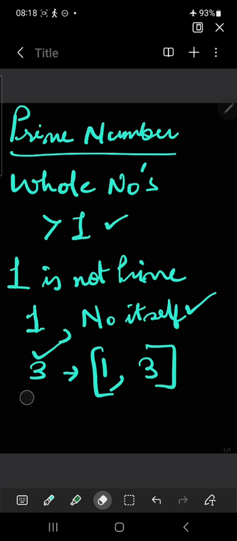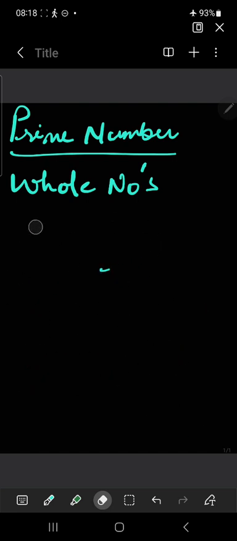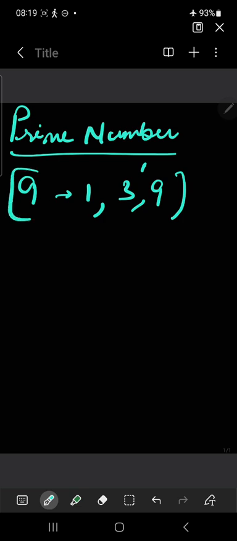Now that you understand the definition of prime numbers, we will think of some methods to find prime numbers. I have already told you that if you have some number, you take out its factors, and in that way you get to know whether that number is a prime number or not. 9 is not a prime number because 9 has three factors, 1, 3 and 9. So 9 is also not a prime number.